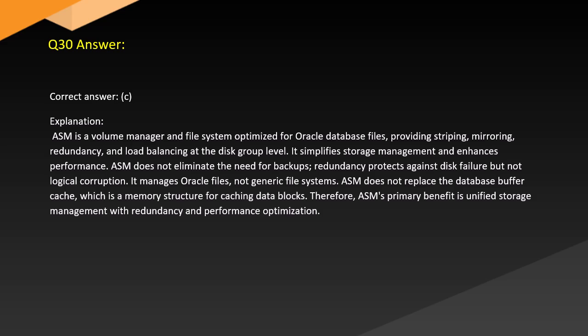Answer. Correct answer, see explanation. ASM is a volume manager and file system optimized for Oracle database files, providing striping, mirroring, redundancy, and load balancing at the disk group level. It simplifies storage management and enhances performance. ASM does not eliminate the need for backups. Redundancy protects against disk failure, but not logical corruption. It manages Oracle files, not generic file systems. ASM does not replace the database buffer cache, which is a memory structure for caching data blocks. Therefore, ASM's primary benefit is unified storage management with redundancy and performance optimization.